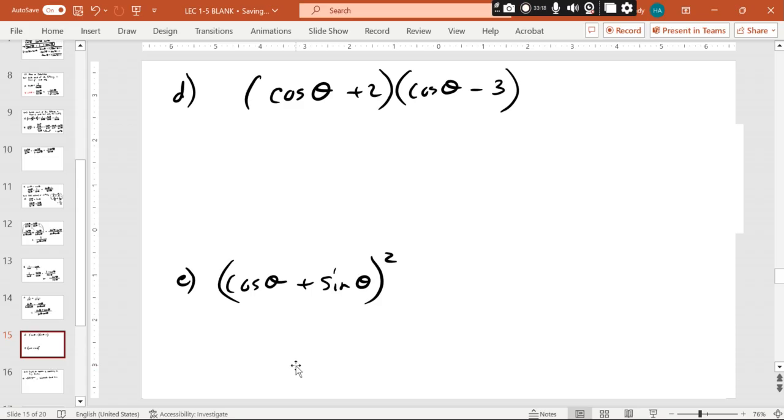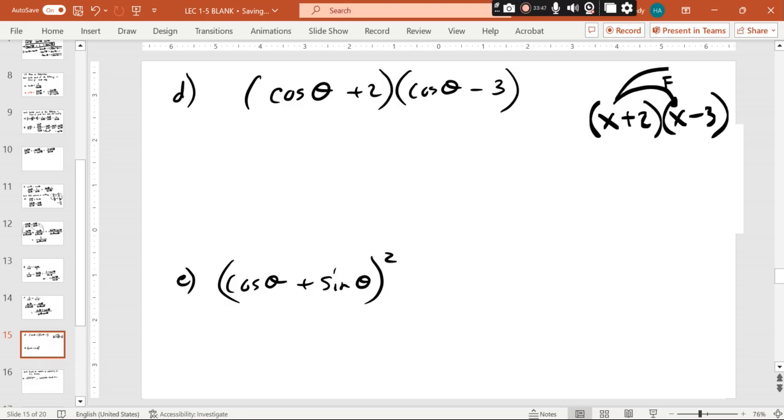All right. How about this? D. It has cosine theta plus 2 in parentheses, and then cosine theta minus 3 in parentheses. I guess we're going to multiply. So go back to your algebra skills and ask yourself, when I saw something that looks like this, what did Mr. Grant tell me to do? Yeah, I think so. It was something called FOIL, is that right?